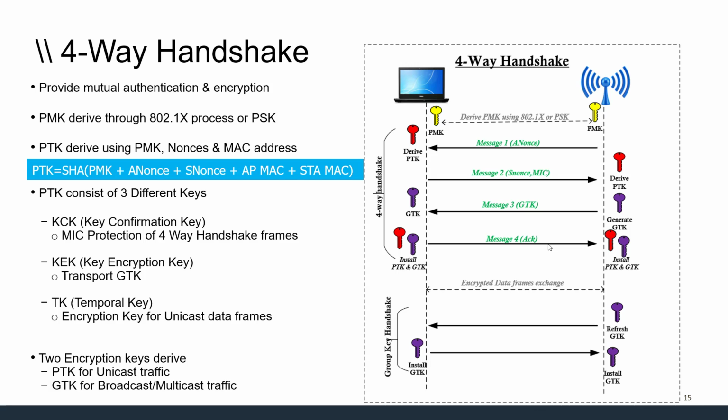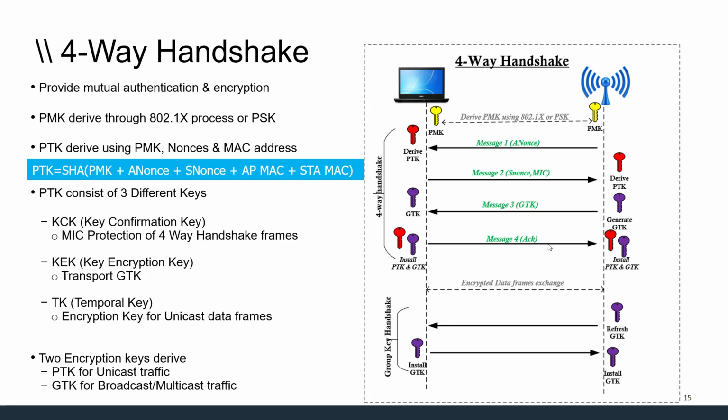So once you have the KCK, you can calculate the MIC value. Then if the received MIC value is the same as the calculated MIC value, they know there's no tampering of this particular message. So once message 1 and message 2 are completed, both sides have the PTK, which consists of all these three different keys.